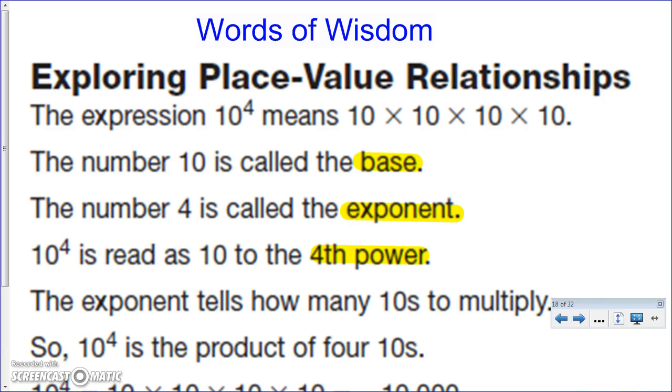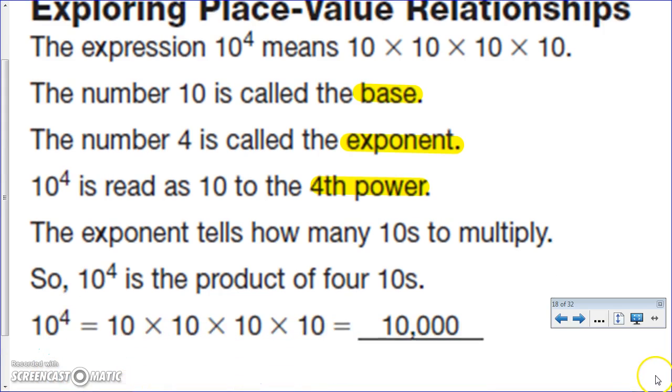Exploring place value relationships. The expression 10 to the fourth means 10 times 10 times 10 times 10. The number 10 is called the base. The number 4 is called the exponent. So 10 to the fourth is read as 10 to the fourth power. The exponent tells how many tens to multiply. So 10 to the fourth is a product of 4 tens. So 10 to the fourth equals 10 times 10 times 10 times 10, which equals 10,000.